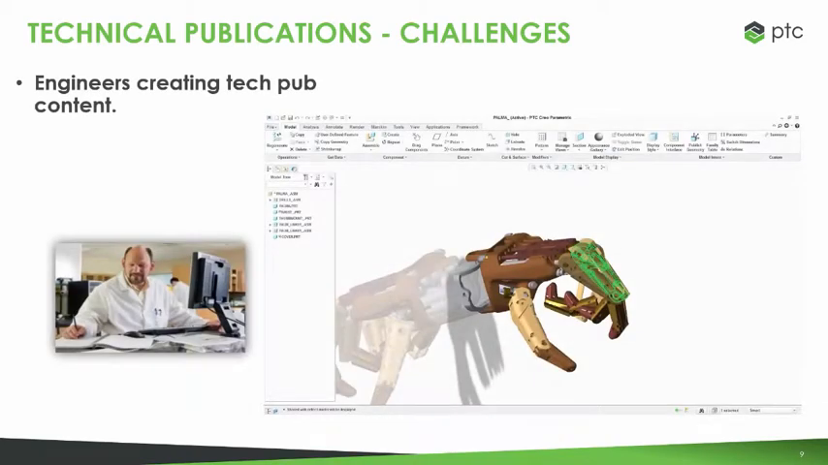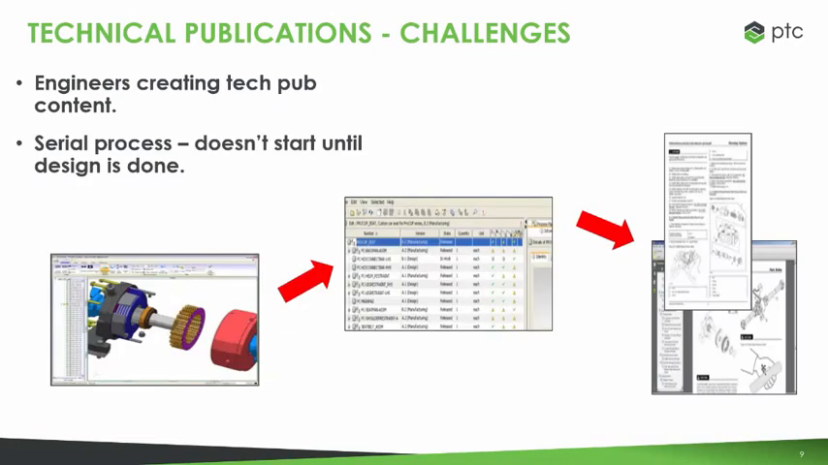And then you end up with engineers who are creating your technical publications and content. And that's taking away time where they could be doing design work or something else that's more value add. This is also usually done in a serial process, so it doesn't really start until the design is done, which means that they're always behind and kind of slowing down that release process.